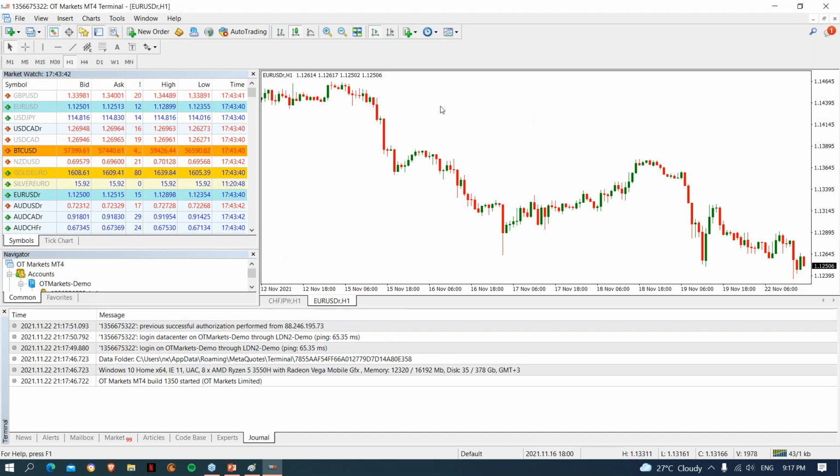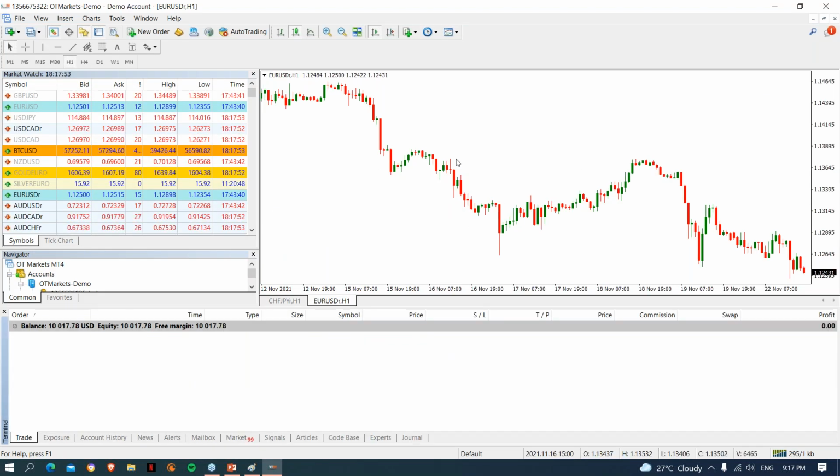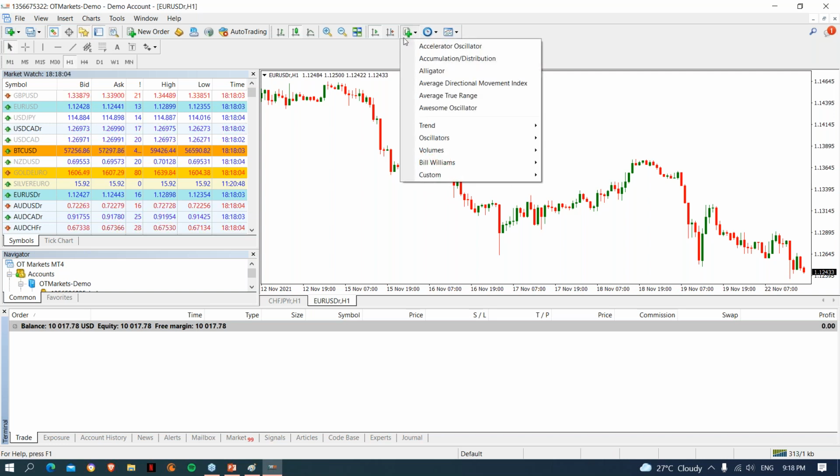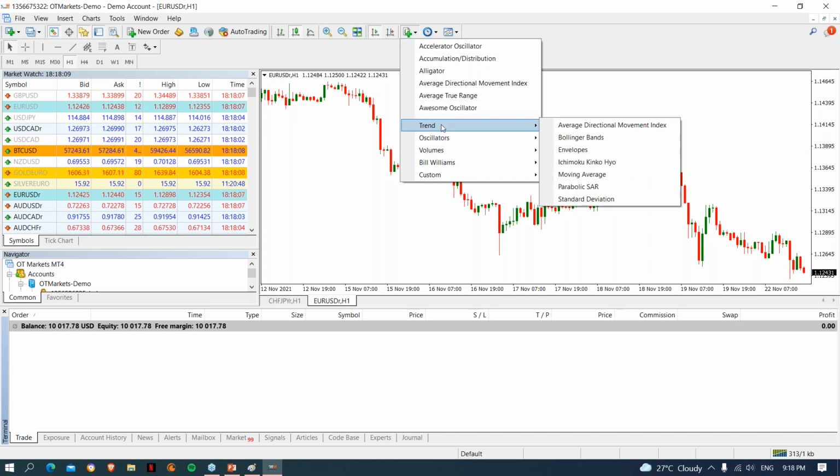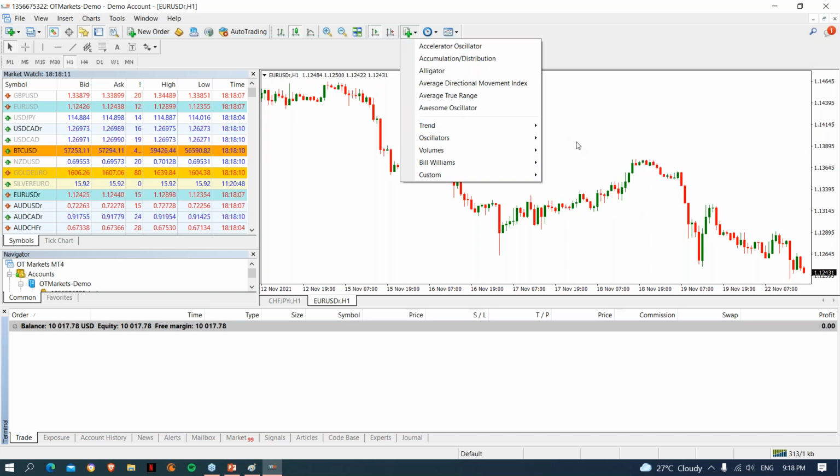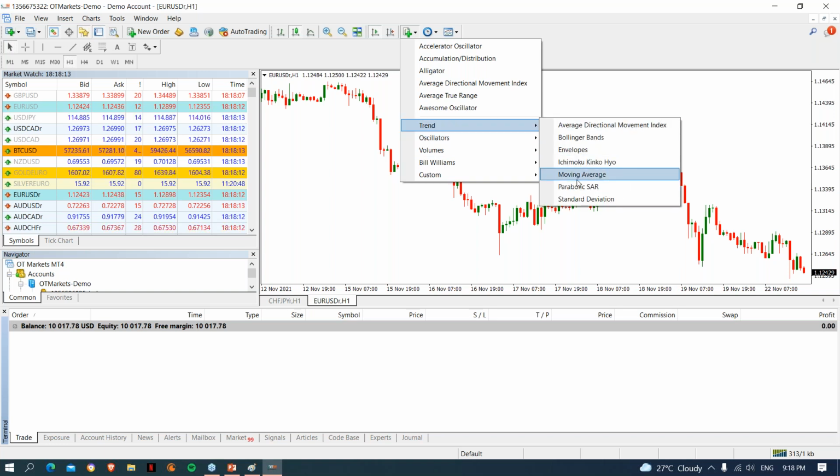So this is our trading platform that we use in One Trading Markets. The beauty of it is that you can add any indicator, such as a moving average, to any chart, and you can actually see it on the chart. You just go into your indicator tab right here and search for a moving average. It's under trends, moving average.